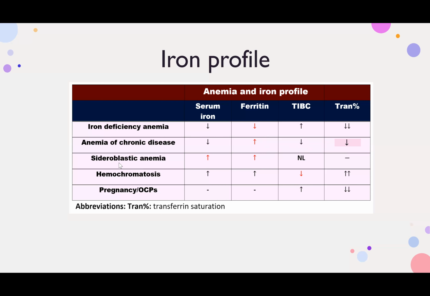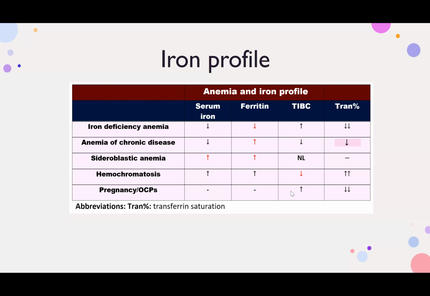Now, sideroblastic anemia. In sideroblastic anemia, the serum iron is going to be high, ferritin is going to be high, TIBC is going to be normal or low. Hemochromatosis. In hemochromatosis, you will get high serum ferritin, high serum iron, low TIBC, and high transferrin saturation.